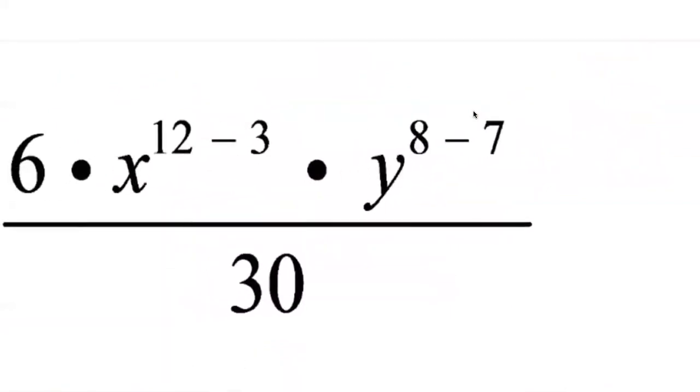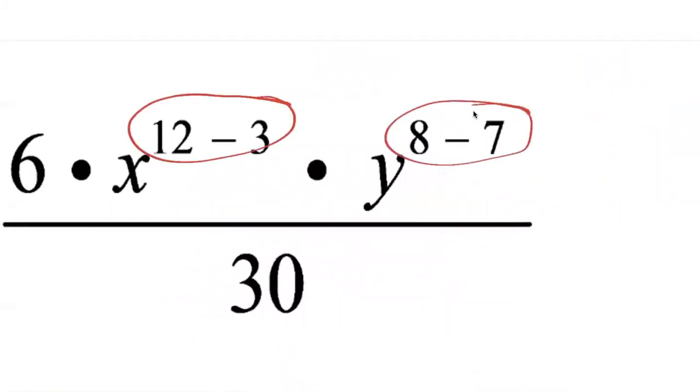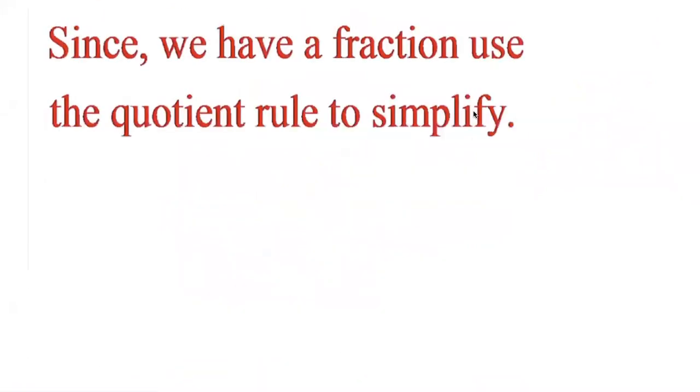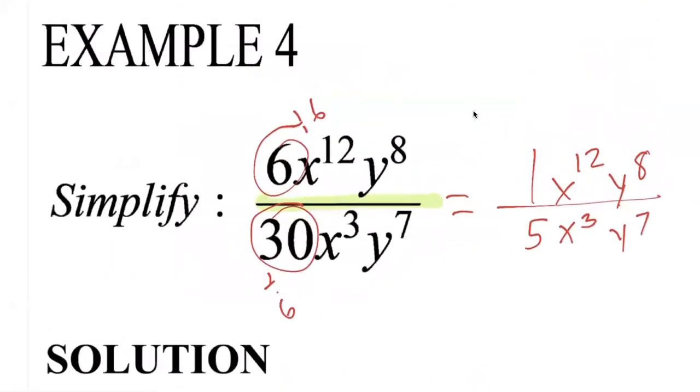And remember, when you divide, the rule is to subtract. So in this particular case, we're going to subtract. I'll go back up here so you can see again. All right, you're going to subtract your 12 minus 3, which will give us our 9, and our 8 minus 7, which will give us our 1.